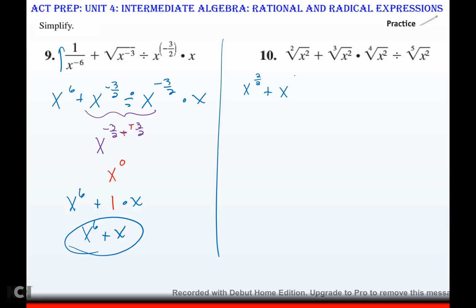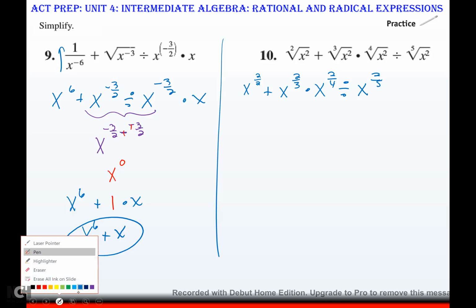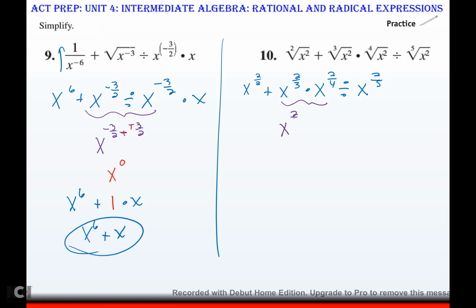x to the 2 over 3 times x to the 2 over 4 divided by x to the 2 over 5. So, order of operations, I'm going to multiply first. That's going to give me x to the 2/3 plus 2/4. I need a common denominator. This is a little trick I learned. If one of them is not a whole number, you just crisscross straight across. If you want a common denominator and don't want to think about it too much, just do criss.